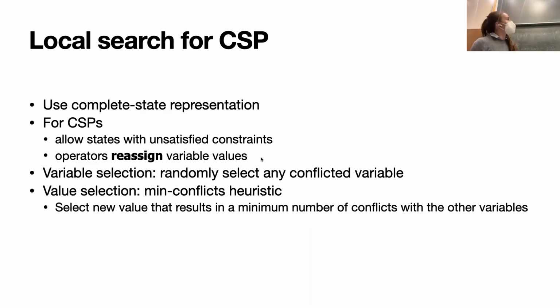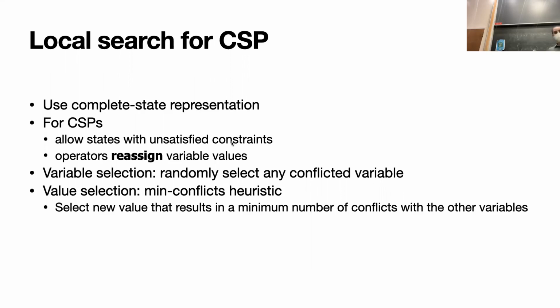Essentially, we're going to allow for these unsatisfied constraints. We're basically going to start and say, let's do something randomly and then use different operators to do the reassignment. For variable selection, remember we were thinking about different types of heuristics or best cases to do that. Now we're going to randomly select any conflicted variable. For value selection, we will use the min conflicts heuristic. So the variable selection is now done randomly, and we select a new value that results in a minimum number of conflicts with other variables.